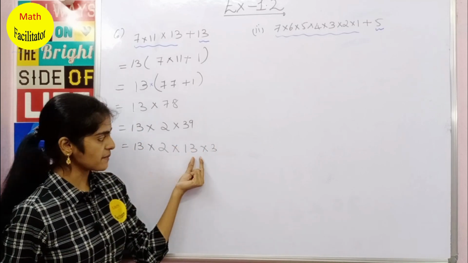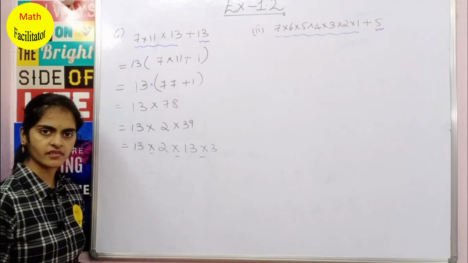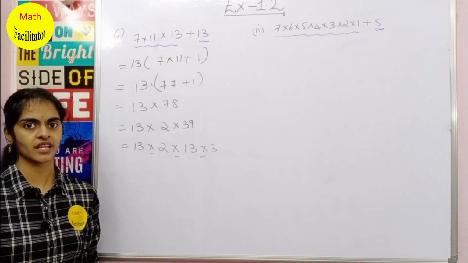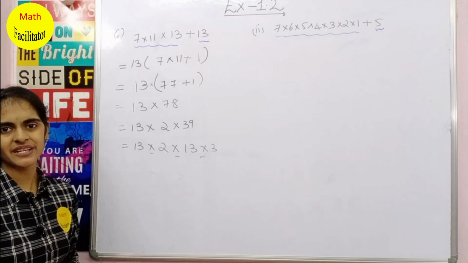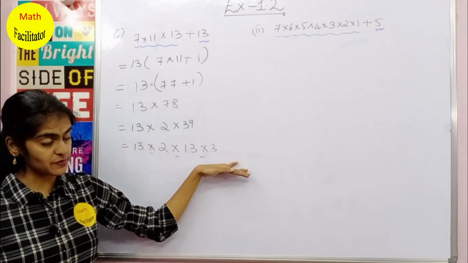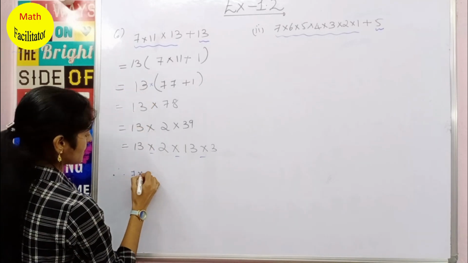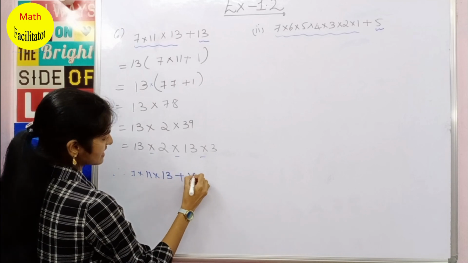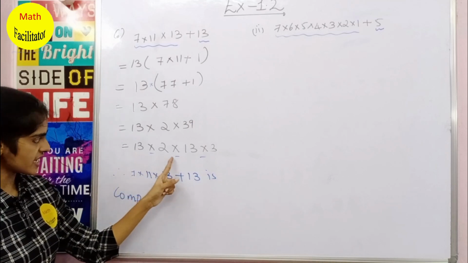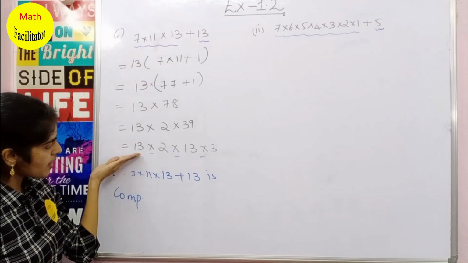Now you can see all these are prime numbers, right? All these are prime numbers and you can see all these are products. So this particular number you have expressed as product of prime numbers. So what can you say about this number? Using fundamental theorem of arithmetic, this particular number you have expressed as product of prime numbers, which means this number is composite. So therefore you can say that 7 multiplied by 11 multiplied by 13 plus 13 is composite. Using what? Using fundamental theorem of arithmetic. Why? Because you see you got all product of prime numbers here. This particular number you were able to express as product of prime numbers.